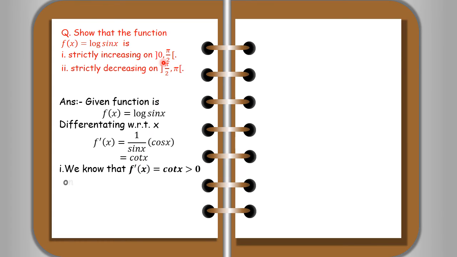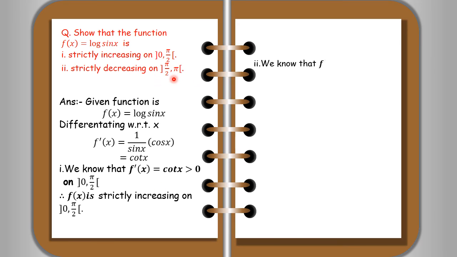Now in the first interval, 0 to pi by 2, it's an open interval, cot x is always positive. So if it is positive, then f dash x is greater than 0, hence it is strictly increasing on this open interval. Now the second part, from pi by 2 to pi open interval, that is the second quadrant, and we all know that in the second quadrant cot x is negative. So f dash x is less than 0, hence the function is strictly decreasing on this open interval, that is pi by 2 to pi.